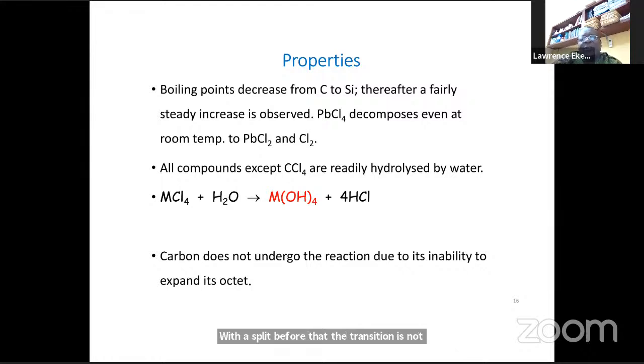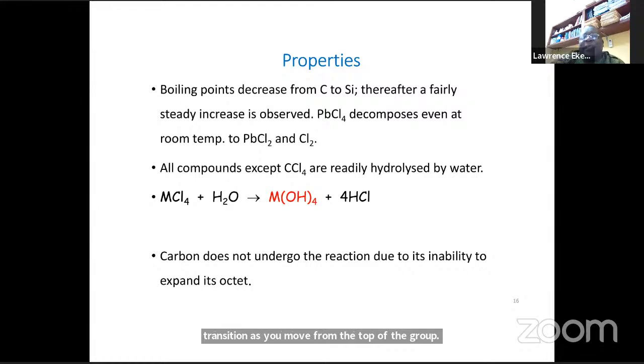The reason why it is not smooth is because it is moving from the non-metals to the metalloids to the metals. And so because of that, there is expected to be a non-smooth transition as you move from the top of the group to the bottom.